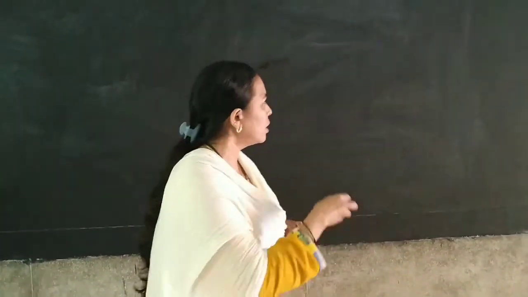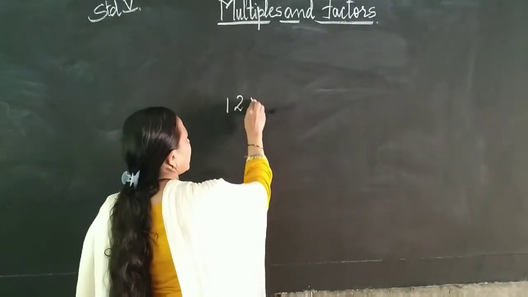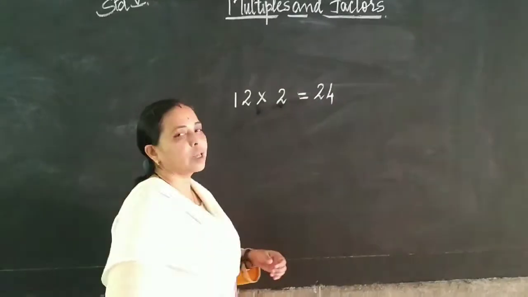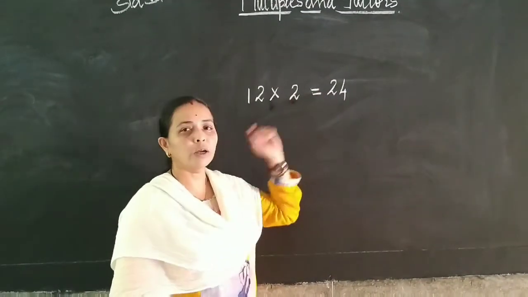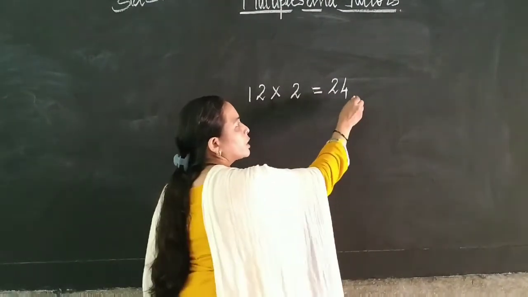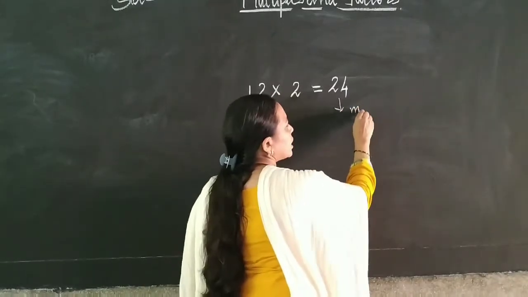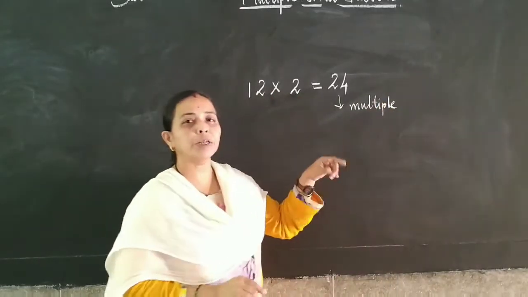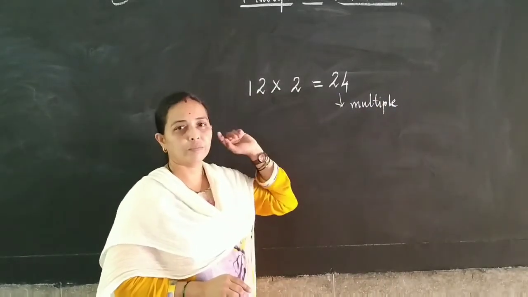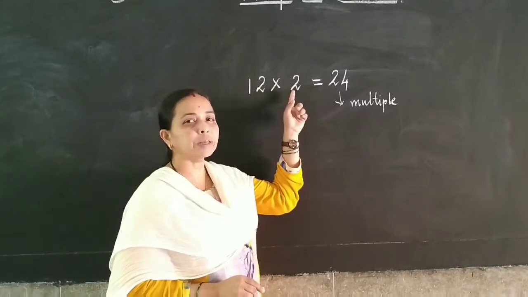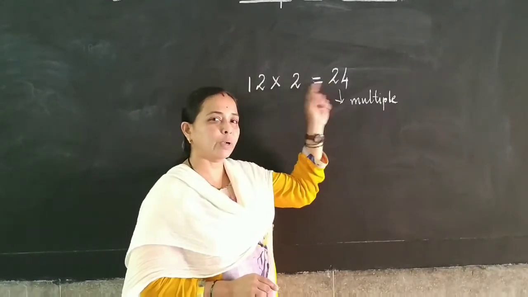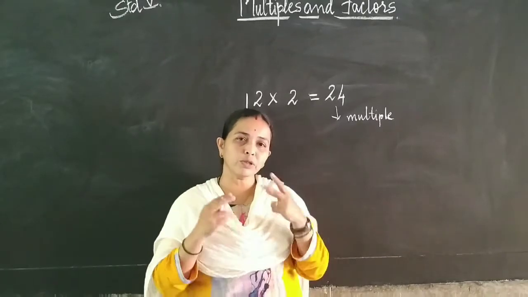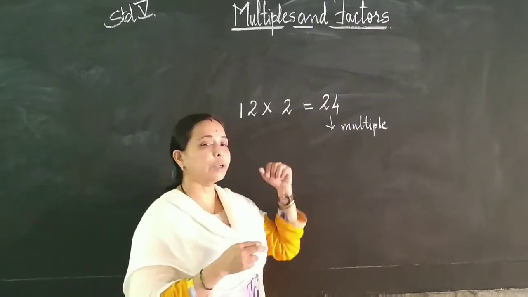For example, if you write 12 2s are 24, this 24 we call a multiple of 12, because 12 is multiplied by 2 to get 24. That means this 12 comes twice, 2 times. When 12 is 2 times, it will give you 24.